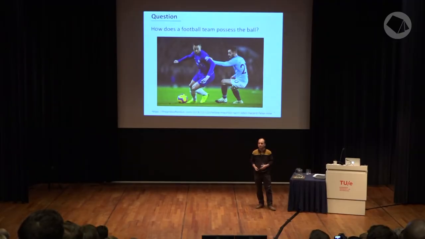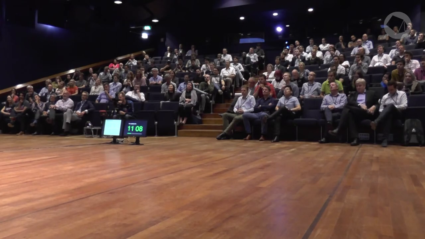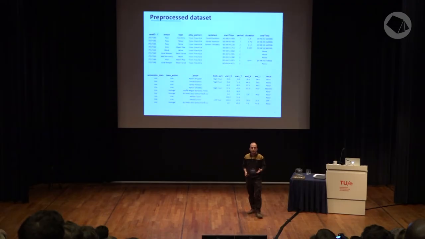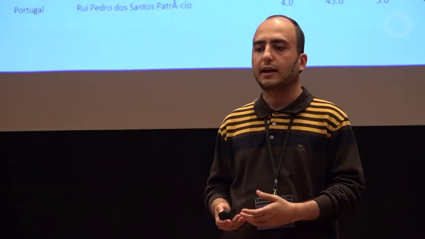Now it's time to define a question that I want to answer using process mining. I want to see how a football team possesses the ball. And using the definition of ball possession I have, I see how the data set looks after doing pre-processing. The first data set was in a JSON format, but after pre-processing, we have a CSV table, where we have a case ID, which shows the sequence number. We have an action, which shows what action the player was taking, which player was taking that action, when it was taken, and different attributes, for example where on the pitch that action happened.